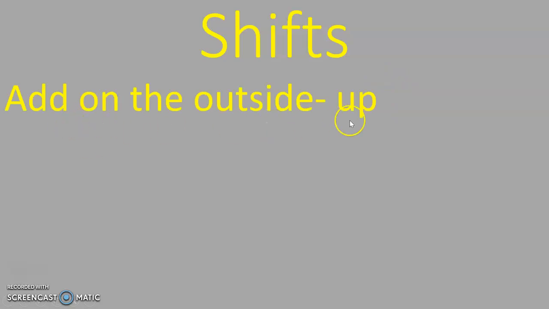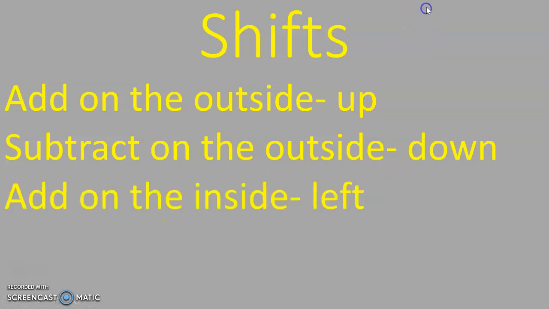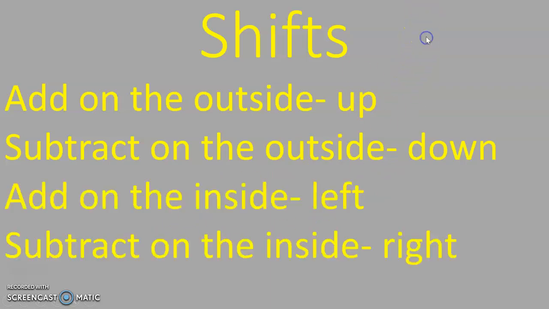If you add on the outside, you're going to go up. Subtract on the outside, you're going to go down. Add on the inside, left. Subtract on the inside, right. And these bottom two might be surprising because you think add would be to the right. But notice that if you add or subtract, the graph is going to move from the parent graph. So let's see some examples of that.